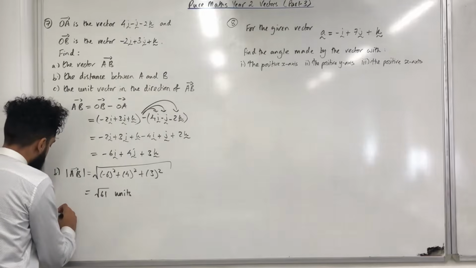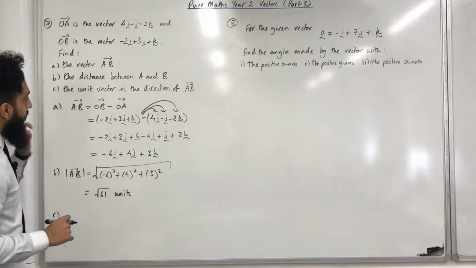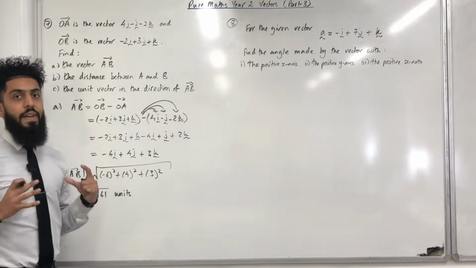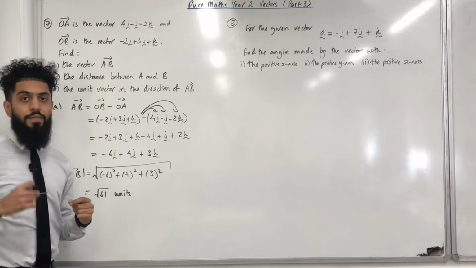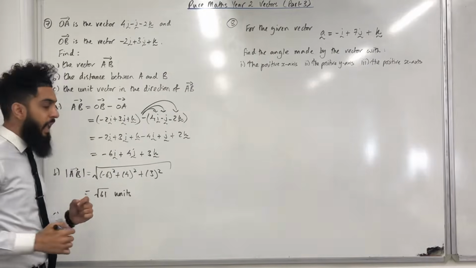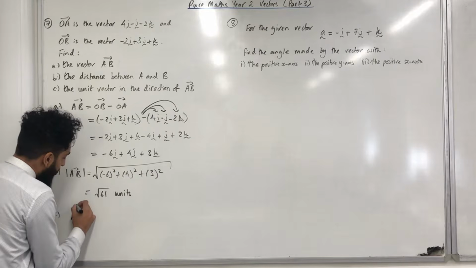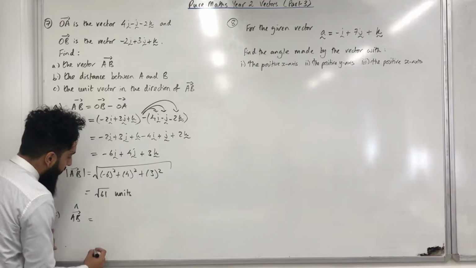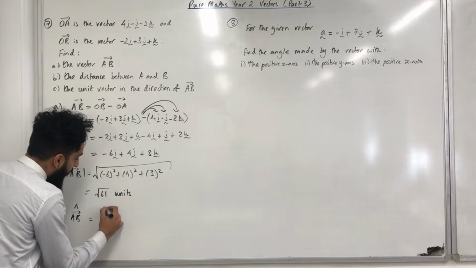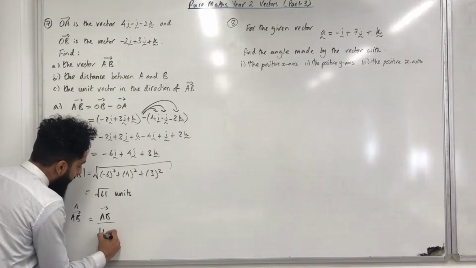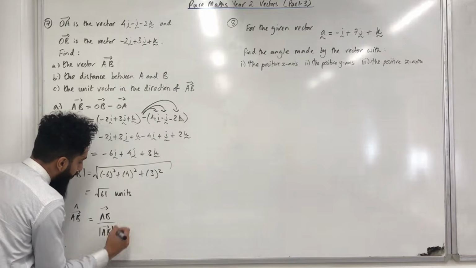Moving on to Part C. Find the unit vector in the direction of the vector A to B. The notation for the unit vector in the direction of the vector A to B is just the vector A to B with a little hat on top. This is given by the vector A to B itself divided by the magnitude of the vector A to B.